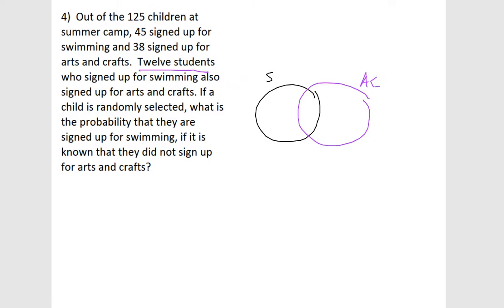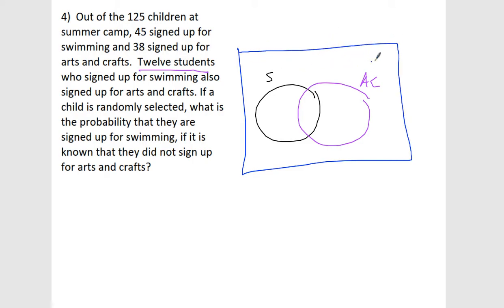AC for arts and crafts. And then we have a larger one to represent all of the students total, all the 125 students at the summer camp. So using algebra, we can actually make this kind of simple. So here's the basic idea. We know there are 125 children total at the camp. So the sum of all of these individuals has to be 125.